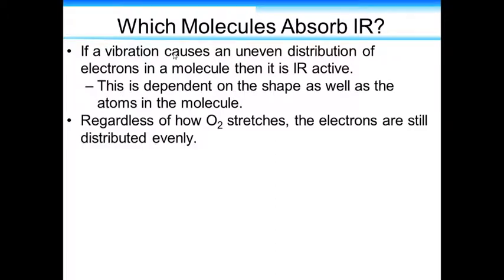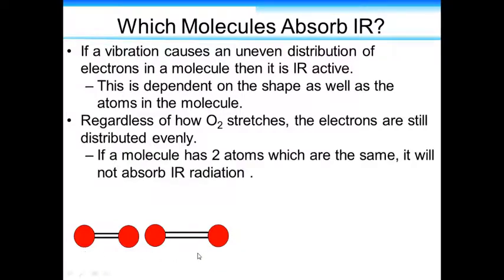Let's look at O2. It doesn't matter how O2 stretches and it has limited bending. The electrons are distributed evenly. So there's our O2. Now if we stretch them apart, these oxygen atoms still have equal pull on the electrons since they're identical atoms. There's no uneven distribution of electrons around these molecules from here to here. And this is actually true of every molecule that has two identical atoms. It will not absorb IR radiation.